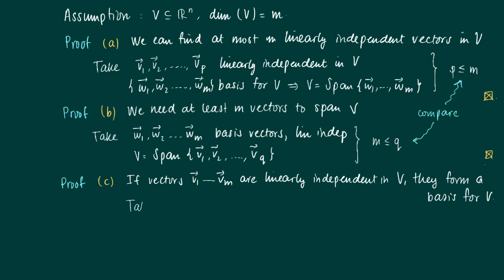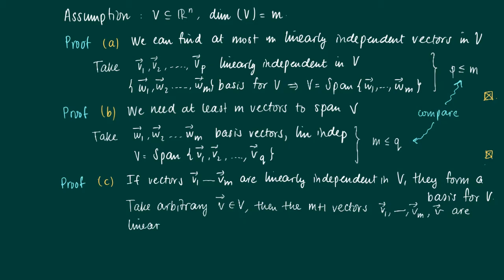Proof of C. If vectors V1 to Vm are linearly independent, they form a basis for V. Well, take an arbitrary vector v in V, and now form the m plus 1 tuple of vectors V1 to Vm, and as the last vector v. Then according to A, these must be linearly dependent. So there is a redundant vector in this list, and it must be v, since V1 to Vm are linearly independent and cannot be expressed in former vectors. So v is the redundant vector.